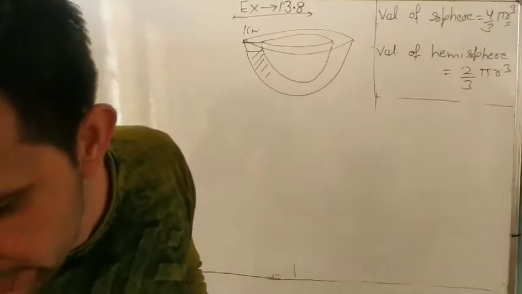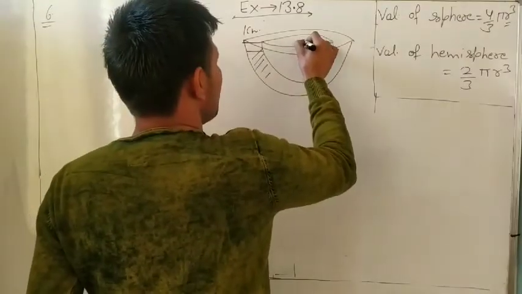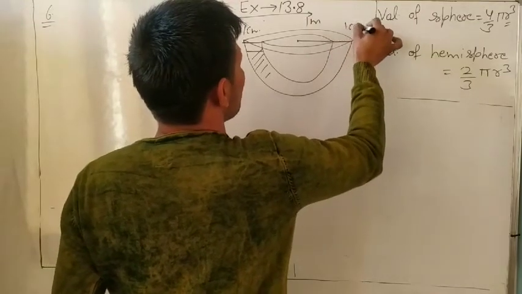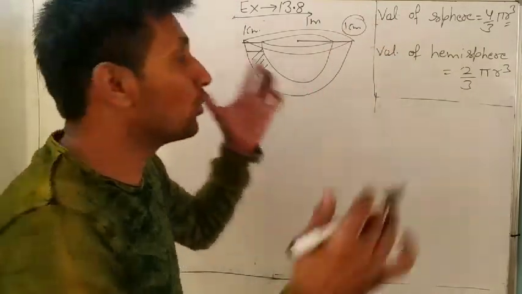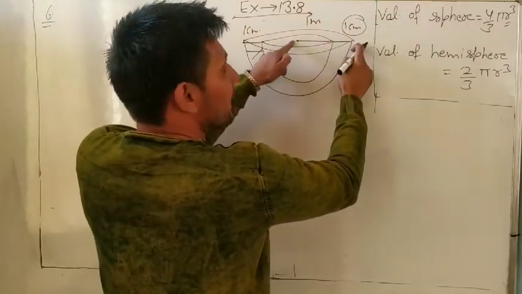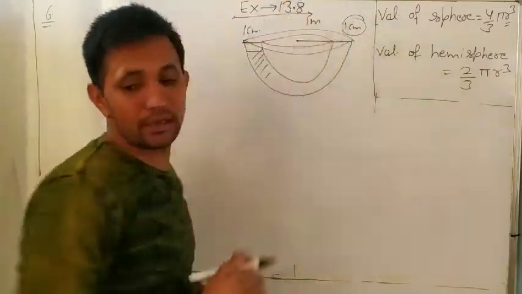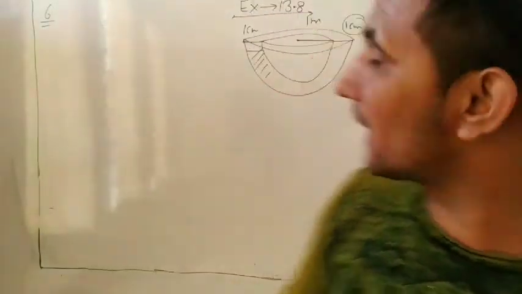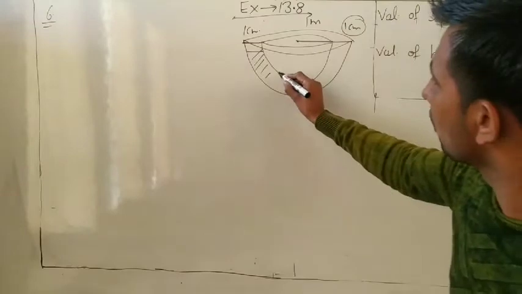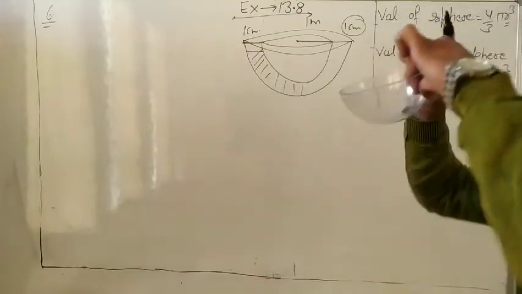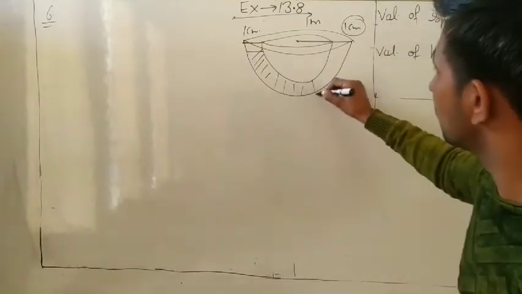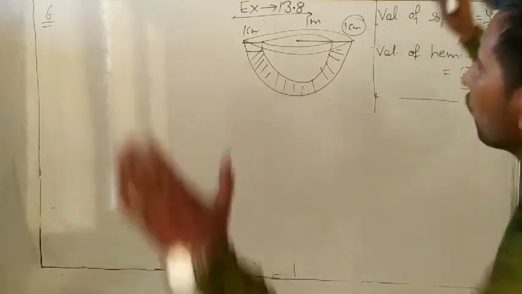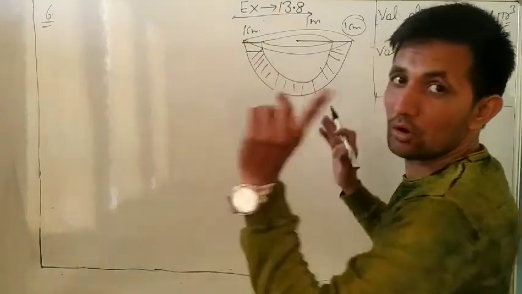The inner radius is 1 meter and its thickness is 1 centimeter. So how much is the total outer radius, from here to here? 1 meter plus 1 centimeter. Find the volume of the iron, because iron is used only here. How will you find the volume of this iron? The same way as in the question we already finished.